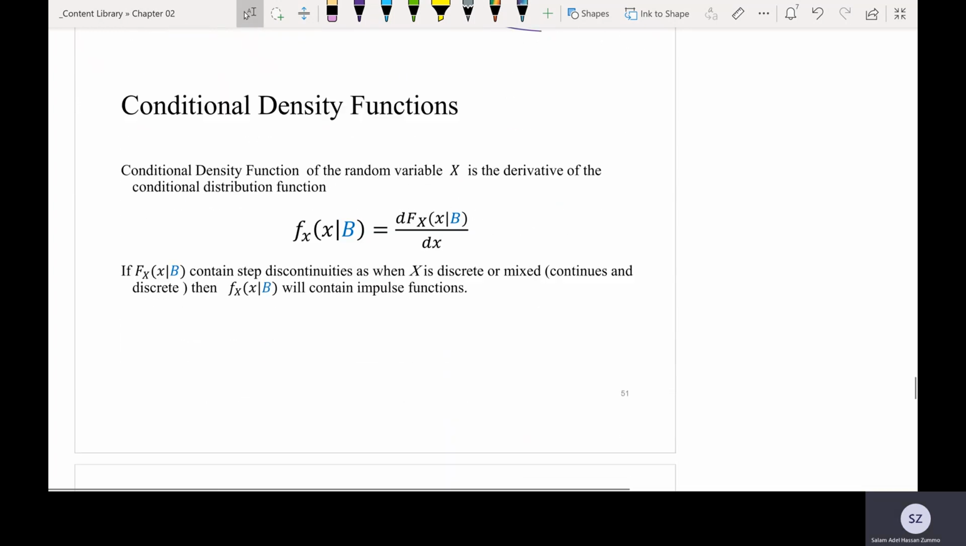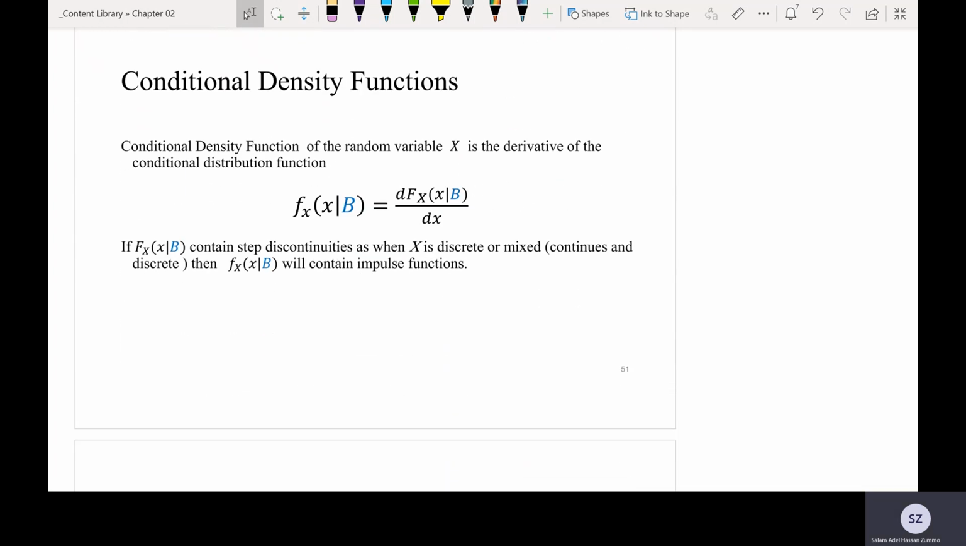So now we go over the definition of the density, and then we'll have examples. The density function, whatever you find as the CDF given B, if you differentiate with respect to x, you get the density given B, which tells you how likely one among the different values of x is, given B. If you have discontinuities, then the CDF will have step functions, and the density given B will have impulse functions. Same.